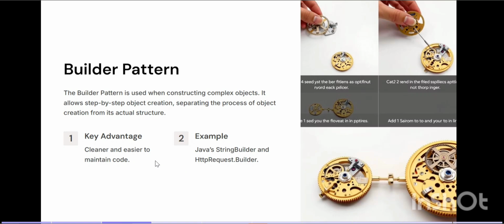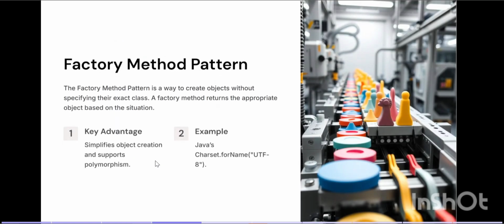So we will now move on to the next slide, which is about the factory method pattern. The factory method pattern is a way to create objects without specifying their exact class. Instead, a factory method returns the appropriate object based on the situation. This approach allows developers to add new subclasses without changing the existing client code. For example, in Java, Charset.forName("UTF-8") is this pattern in the Charset class. By using this factory, developers create objects and support polymorphism more effectively. And here is a key advantage: it simplifies object creation and supports polymorphism.